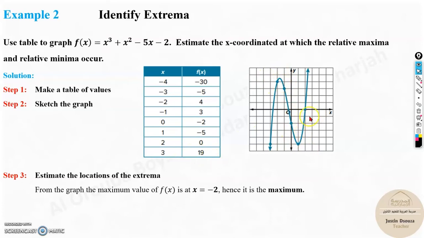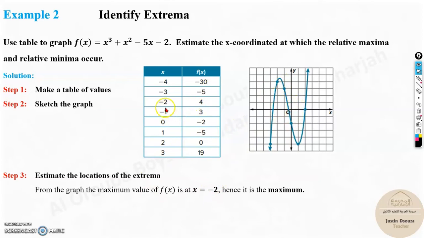Now, you're not taking x3. Why? Because this is going towards infinity. This doesn't matter. This is not the maximum. This is not a relative maximum. This is the relative maximum, that is at around x minus 2. It is not accurate, but around x minus 2.